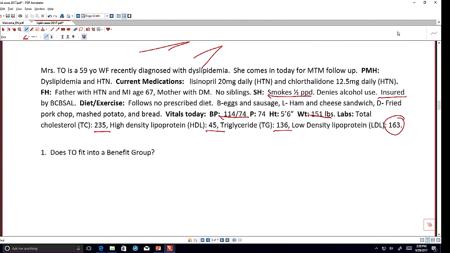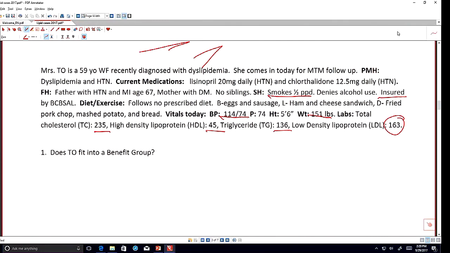All right. Does anybody need any additional time? No? Okay. So, first question. Does TO have clinical ASCVD? No. Does TO have an LDL greater than or equal to 190? No. Does TO have diabetes? No. So then what do we need to do? We have to see if she fits in the ASCVD risk score group. So we have to run a risk score. What risk score did y'all get? 9%. Okay.